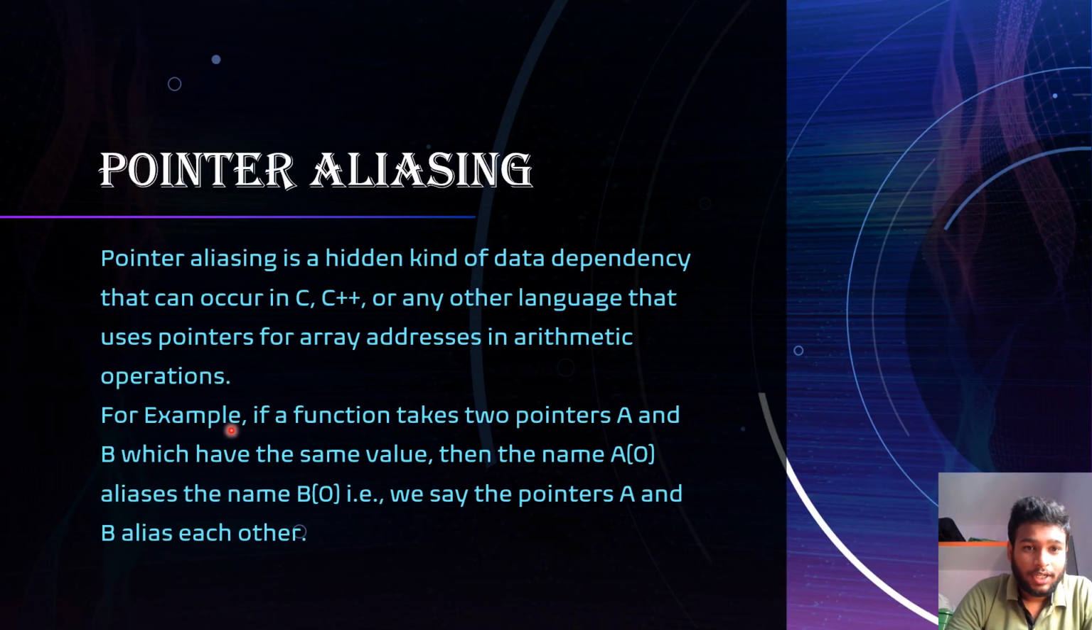Now let us see what is pointer aliasing. Pointer aliasing is a hidden kind of data dependency that can occur in C or C++ or any other language that uses pointers for array addresses in arithmetic operations. For example, if a function takes two pointers A and B which have the same value, then the name A of 0 aliases the name B of 0. That is, we can say that the pointers can alias each other.